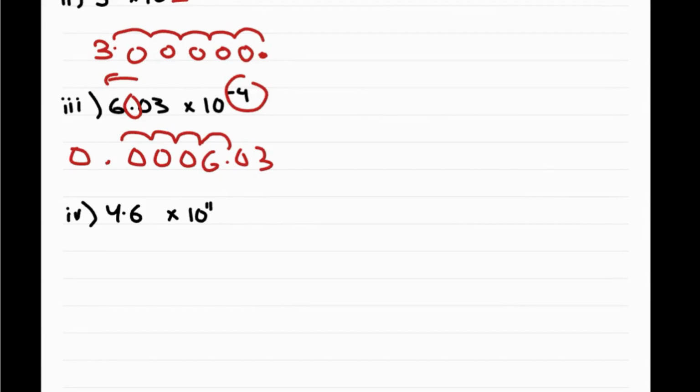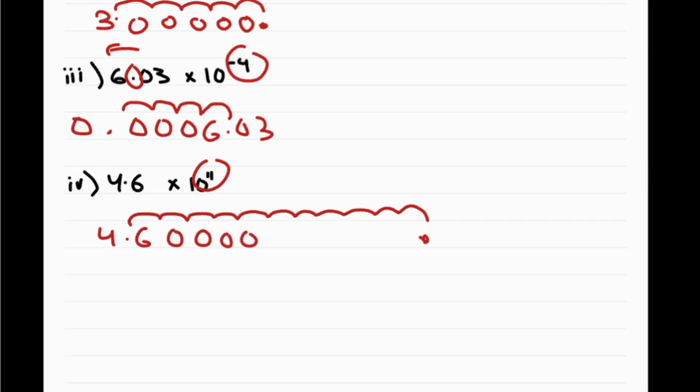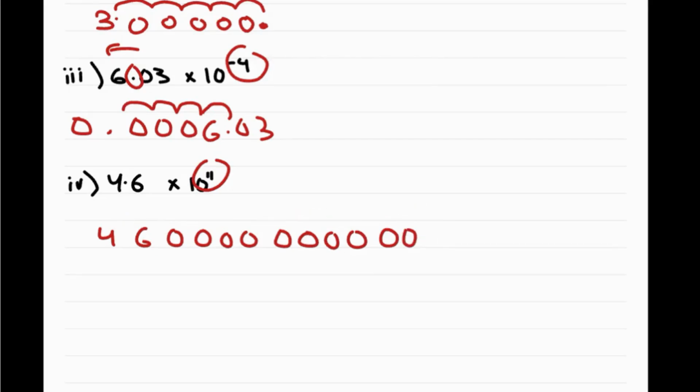Now, in the last question, the power we have is a positive number. So that means that the number we're going to obtain is going to be a relatively larger number. So we're just going to write the number as it is. And then we're going to move this decimal 11 times towards the right. 1, 2, 3, 4, 5, 6, 7, 8, 9, 10, and 11. This decimal ends up here. We add the zeros in the empty spaces. And then we clean up the mess. And here's our final answer.